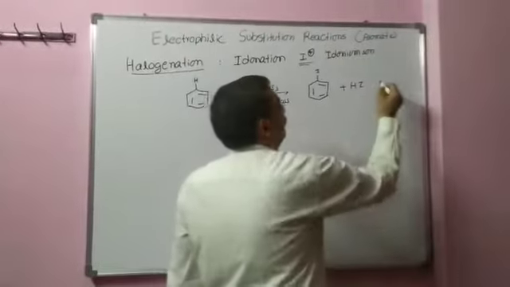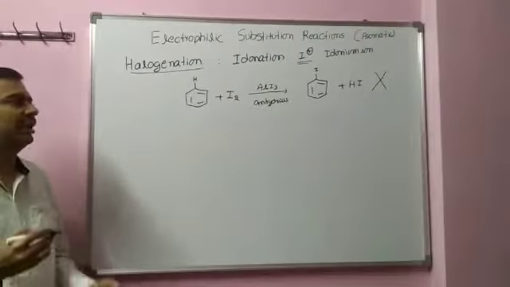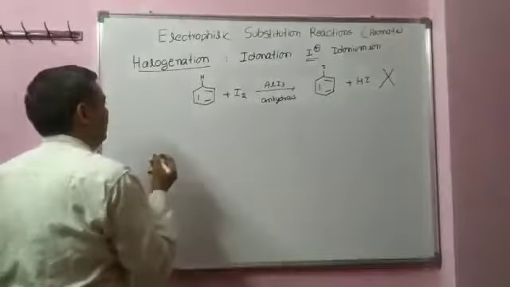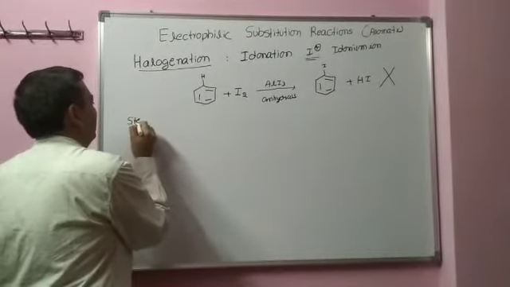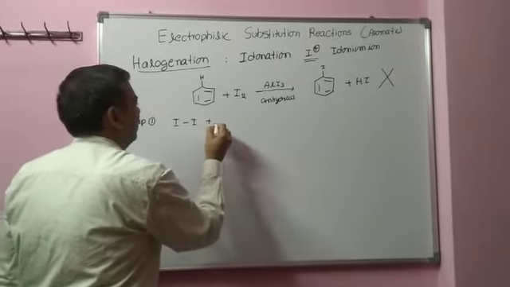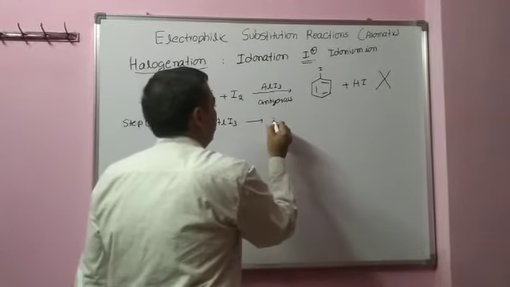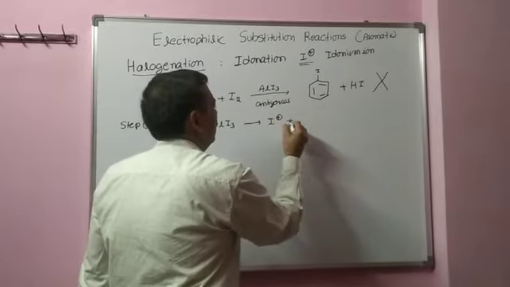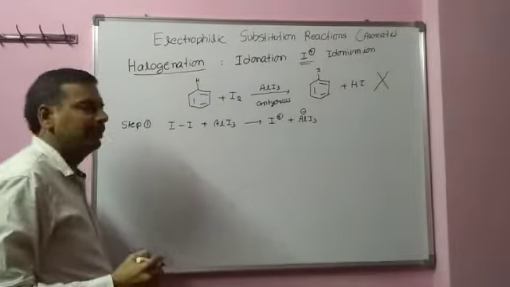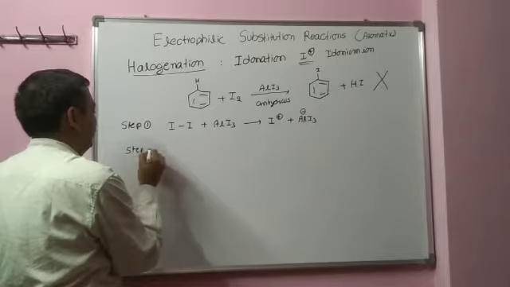That is the expected product. But iodobenzene will not form in this reaction. This reaction will not exist; there is no product formed. Why? You can just see the mechanism. In step 1, iodine reacts with aluminum iodide and polarizes it to give the iodonium ion and AlI3 minus. There is no doubt in the first step.